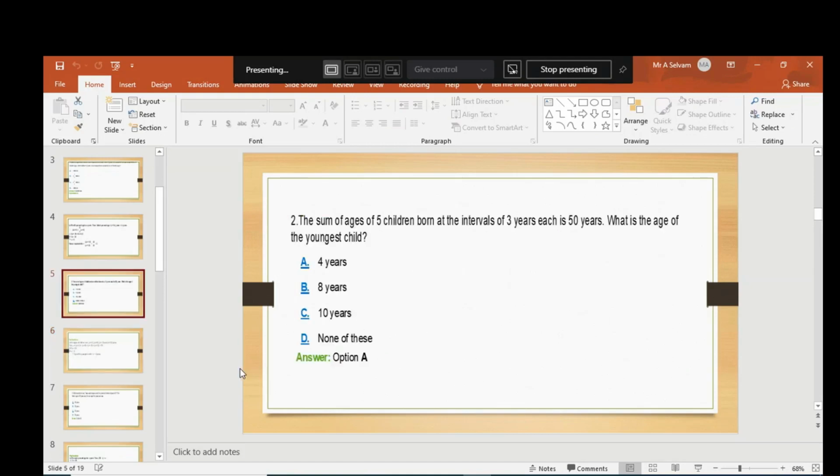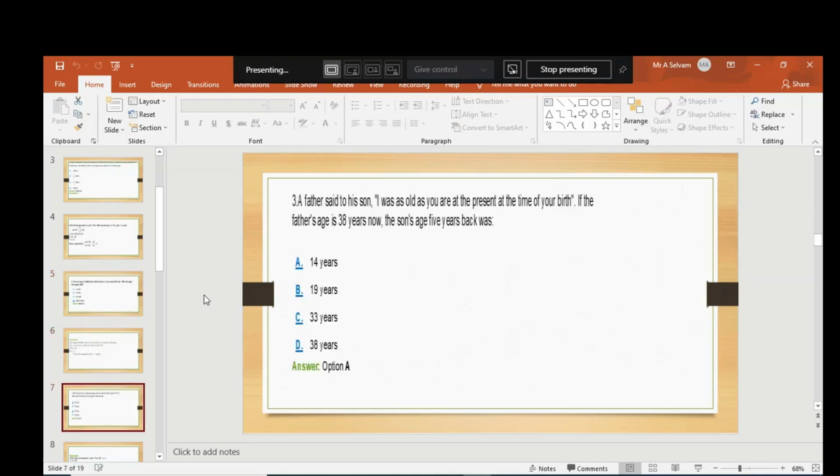Understood? So now go for option A. 4 years is the answer for the problem. Okay. The same manner only for the upcoming problems also. Now we move on to problem number 3.